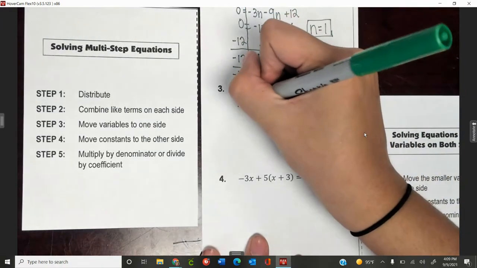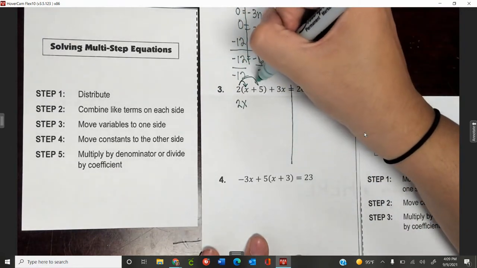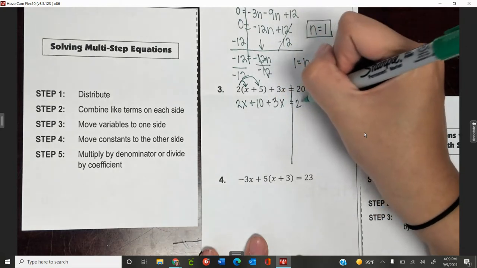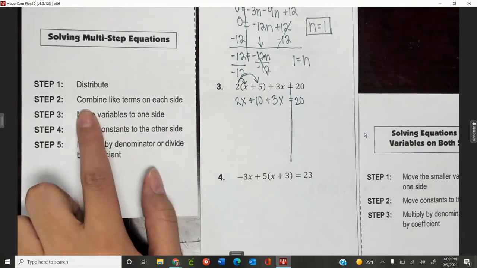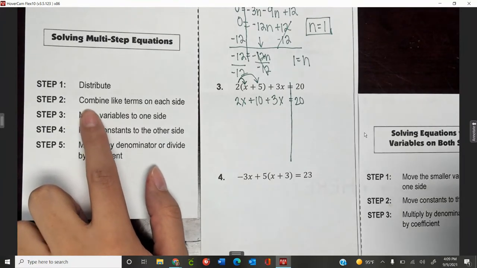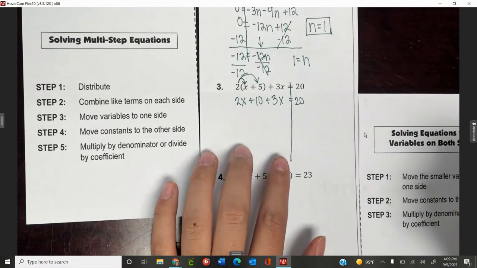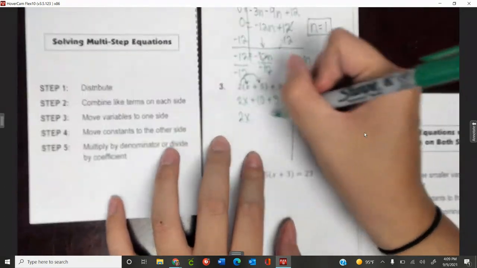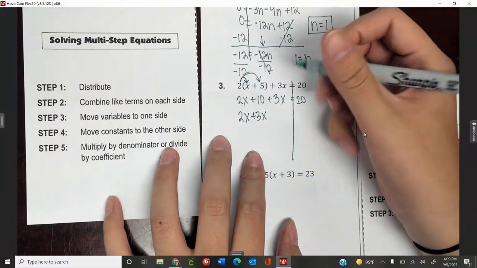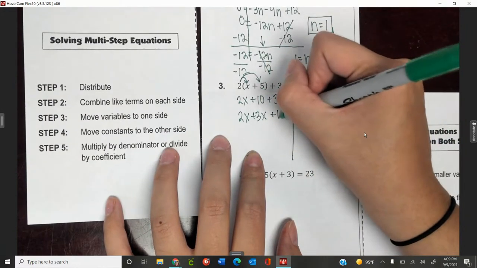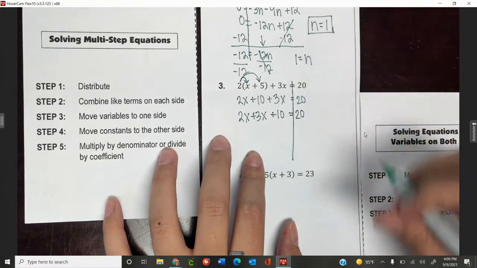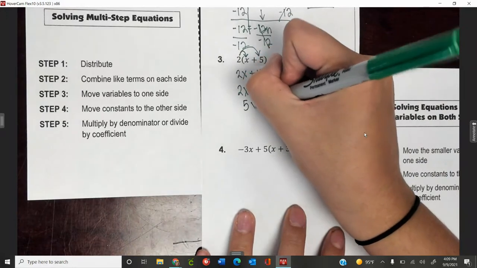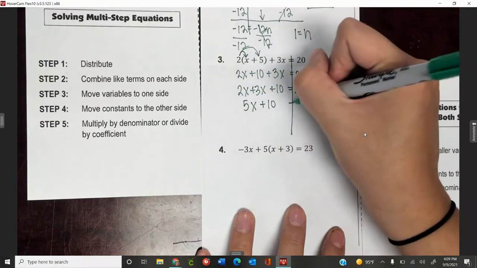So 2 times x is 2x. 2 times 5 is 10, plus 3x equals 20. So now step 2, we want to combine like terms on each side. Your first step with combining like terms is grouping your variable by letter. So here I have 2x, and I can group 3x with 2x, so 2x plus 3x, and then you're left with plus 10 equals 20. Now we want to simplify into a single term. 2x plus 3x, you now have 5x, plus 10 equals 20.